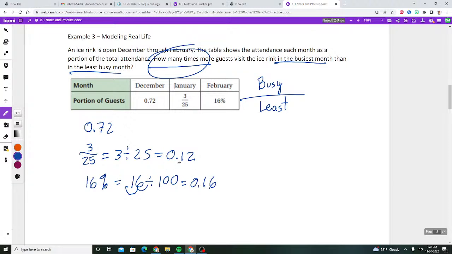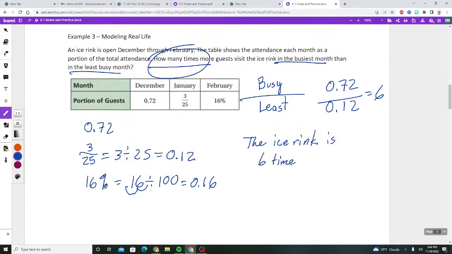So looking at 0.72, 0.12, and 0.16, the busiest is 0.72, and the least busy is 0.12. So 0.72 divided by 0.12 is 6. So the ice rink is 6 times busier in December than in January.